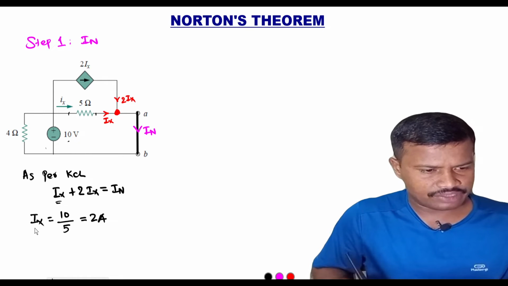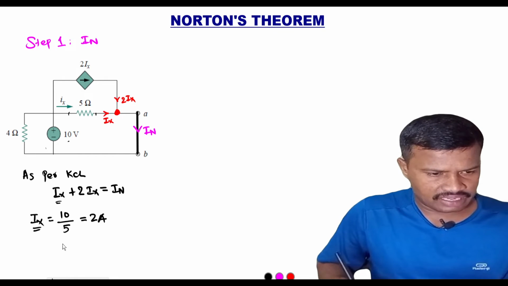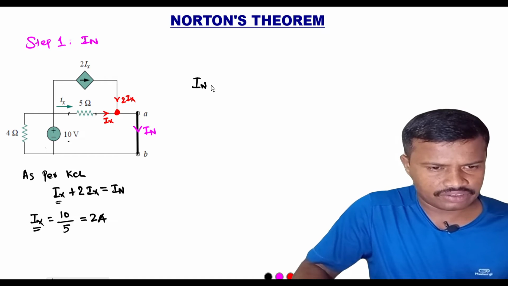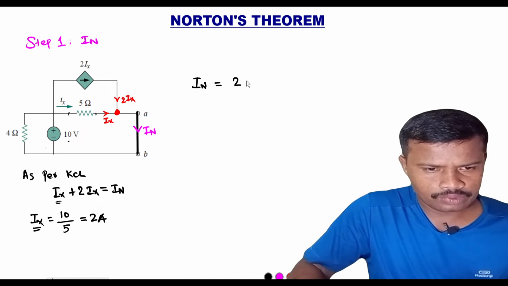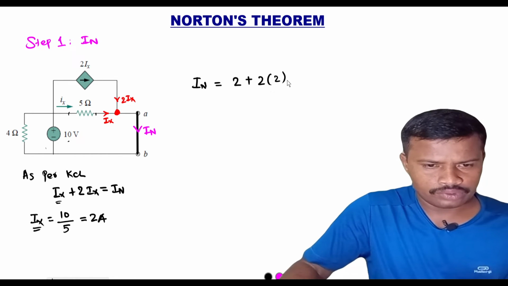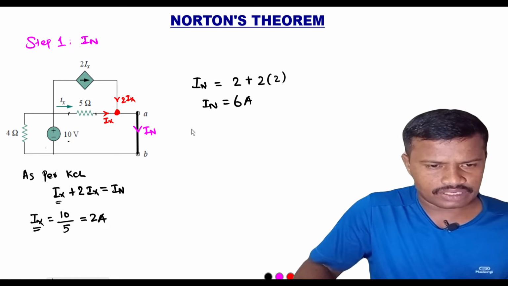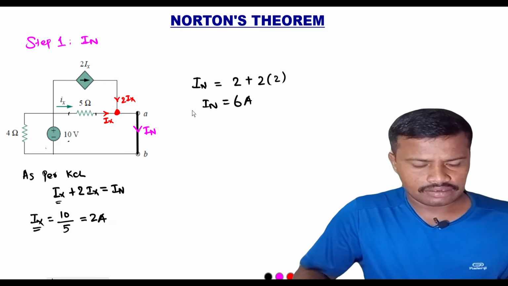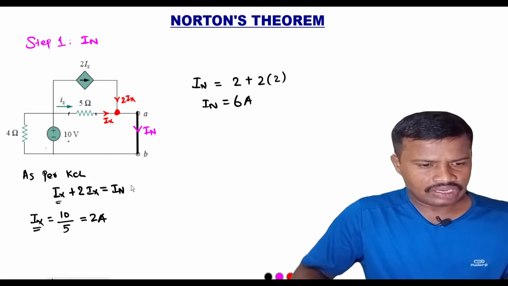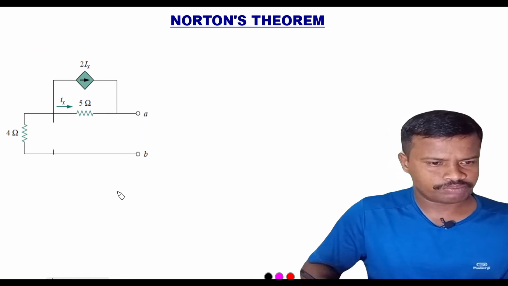Now we will apply the value of IX into the above equation. So the value of IN will become 2 plus 2 times IX, 2 times 2, so this will become 6 amps. IN is equal to 6 amps. Fine. Next, we have found the value of the short circuit current IN.